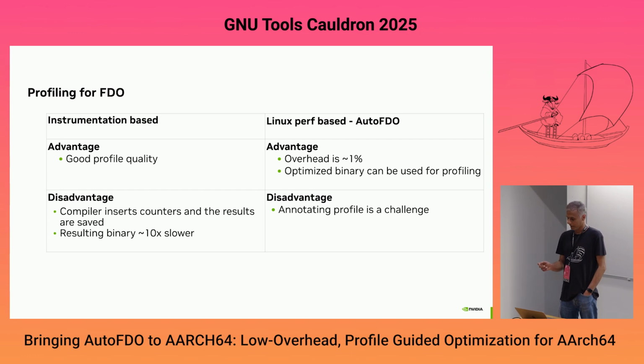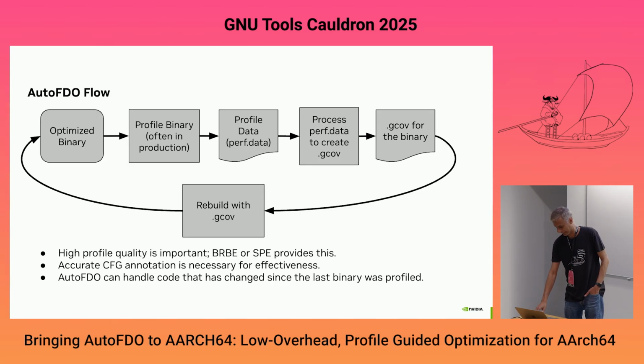AutoFDO profiling with perf is very low overhead. That makes it easier to deploy in production. That is probably the biggest advantage here. However, annotating the profile collected with an optimized binary is a challenge, and the key is doing that correctly. The low overhead nature of AutoFDO makes it possible to deploy it in continuous deployment pipelines.